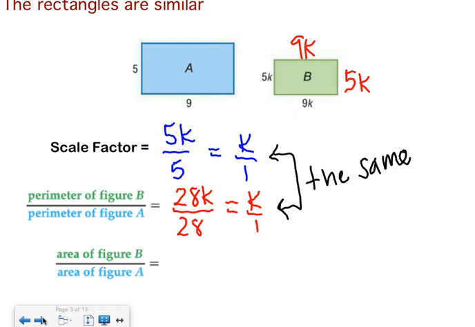Okay, one more little thing. What's the area of B? 9K times 5K. 45K squared. What's K times K though? K squared. What is the area of A? 45. How does this reduce? Is there a way, do you think, that we could go from here to here? You multiply them by each other. Yeah, you square. What's K squared? K squared. What's 1 squared? 1. That's our big idea today.